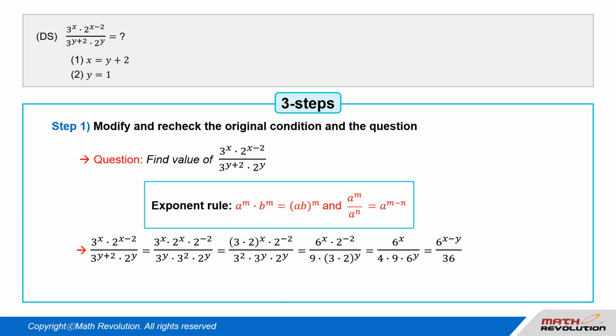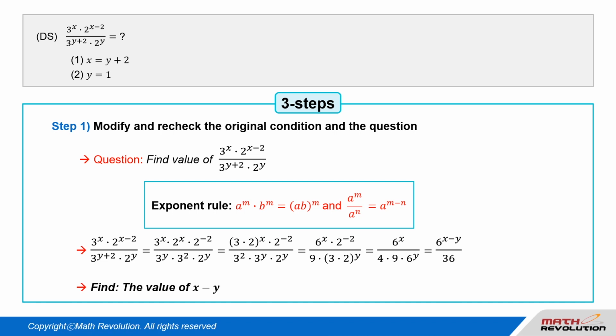That is, 3 to the power of x times 2 to the power of x times 2 to the power of negative 2, over 3 to the power of y times 3 squared times 2 to the power of y, which equals (3 times 2) to the power of x times 2 to the power of negative 2, over 3 squared times 3 to the power of y times 2 to the power of y, which equals 6 to the power of x times 2 to the power of negative 2, over 9 times (3 times 2) to the power of y, which becomes 6 to the power of x over 4 times 9 times 6 to the power of y, which is 6 to the power of (x minus y) over 36.